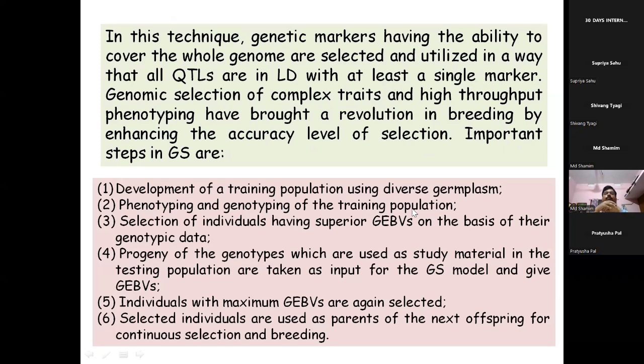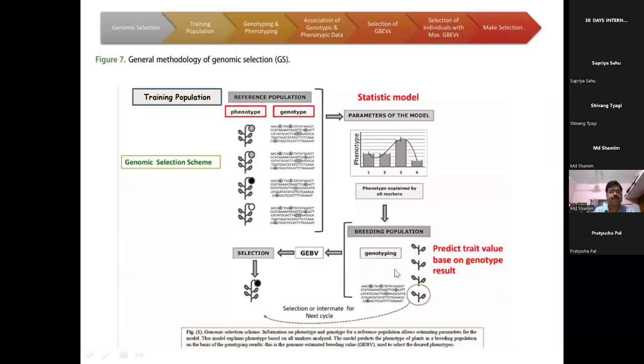So the important steps in genomic selection are the development of a training population using diverse plants, phenotyping and genotyping of the training population, then selection of individuals having superior GEBVs on the basis of their genotypic data. The progeny genotypes, usually the study material in the testing population, are taken as input for the genomic selection model, which gives GEBVs. Then the selected individuals are used as parents for the next offspring for continuous selection and breeding.